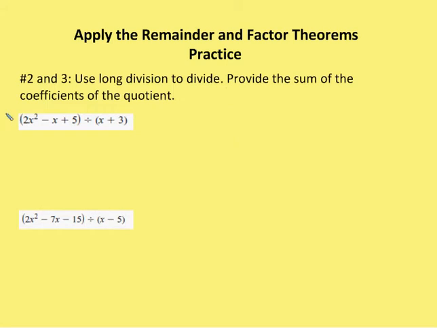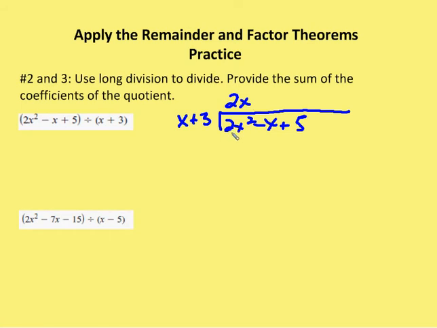All right, moving on. Numbers 2 and 3, use long division to provide the sum of the coefficients of the quotient. So here we go. I've got x plus 3 as my divisor. My dividend is 2x squared minus x plus 5. I'm going to figure out what the quotient is, because the quotient's first term is the first term in the dividend divided by the first term in the divisor. So I end up with 2x.